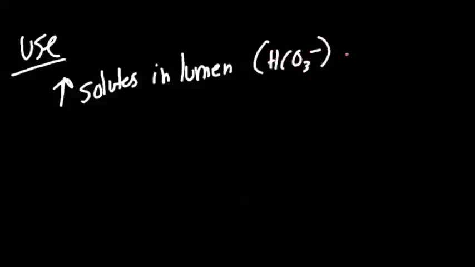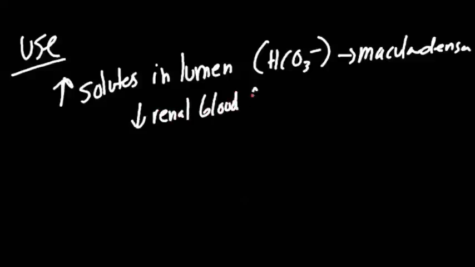And this is going to go to the macula densa cells, and that's going to increase solutes in the lumen, and as those solutes pass by the macula densa, they'll be sensing the solute level passing by it. If you have increased solute levels, you'll have decreased renal blood flow, because you don't want to pee stuff off. If you have increased solute levels, you'll want to conserve water, so you'll have decreased renal blood flow as a result.